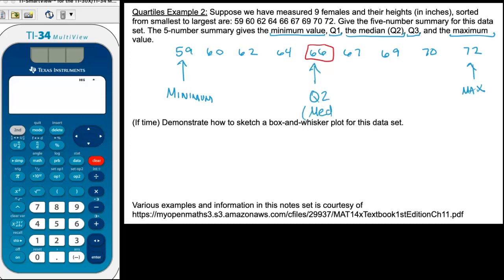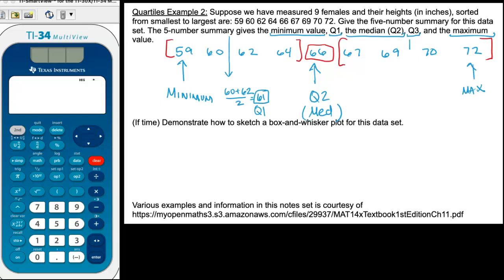So Q2 is the median. And then I'm going to make my brick walls here because I want to exclude the median when I find the middle of the lower and upper halves. So now I'm going to find the middle of the lower half, and it looks like it's between 62 and 60. I could add those up and divide by 2, or I could just ask myself what number is in the exact middle, and it's 61. So that's going to be the Q1.